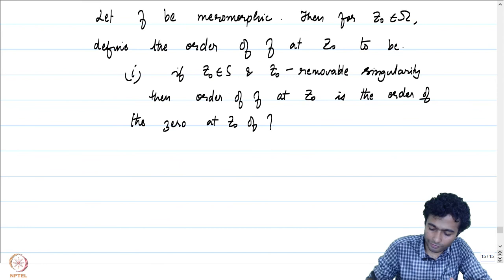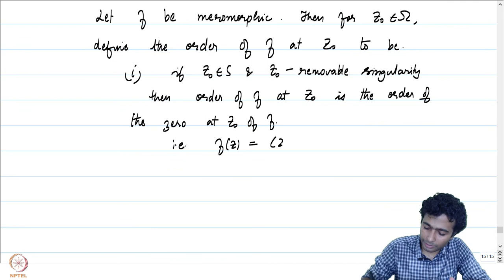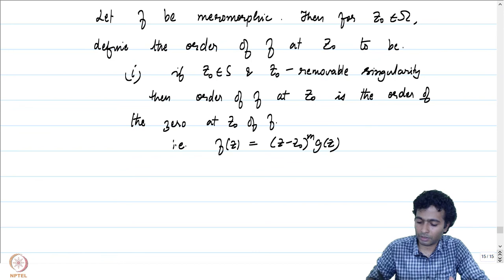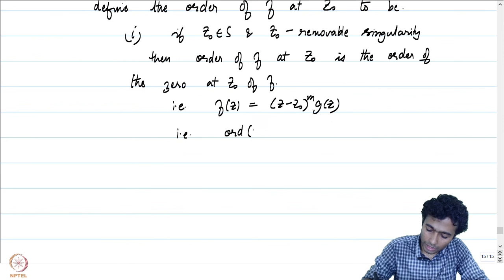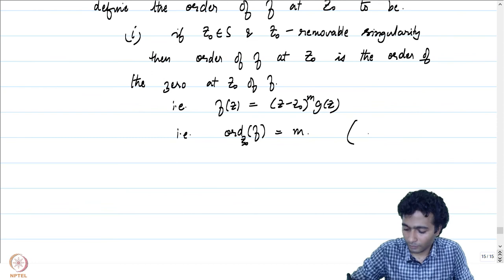What does that mean? That means we can write f of z as being equal to z minus z0 to the power m times g of z, where g does not vanish. And it can happen that m is equal to 0, and this m is what is called the order of f at z0, i.e. the order of f at z0 is equal to m. M is just non-negative, that is what you should remember.